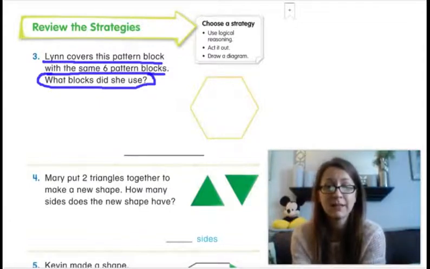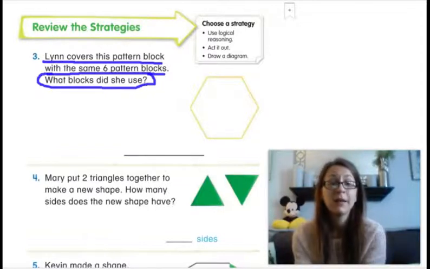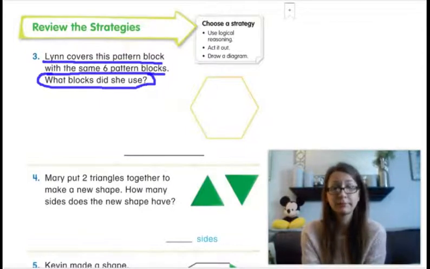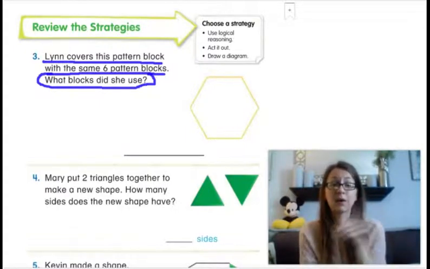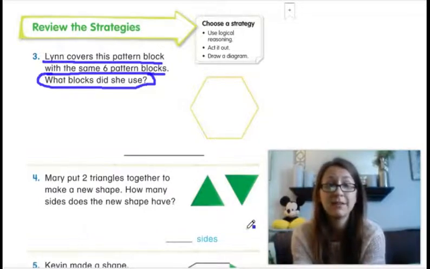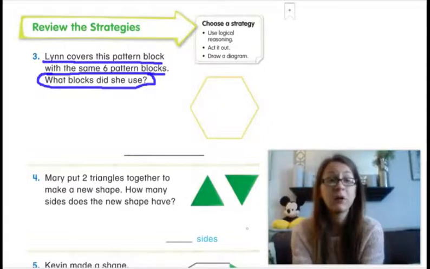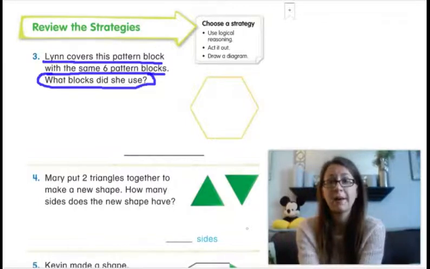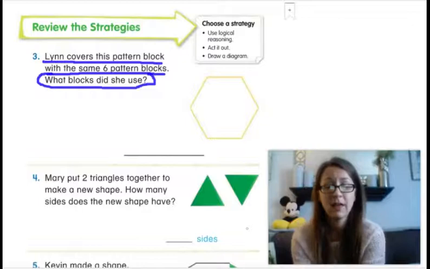Number 4 says, Mary put 2 triangles together to make a new shape. How many sides does the new shape have? So when you put these 2 triangles together, you're going to count up the sides that are only along the outside of the new shape. You're not going to count the sides that are touching on the inside. You have to pretend that those 2 triangles are now taped together and those sides that are in the middle don't exist anymore, that they got melted together. Okay, so you're only counting the sides that are around the outside of your new shape that you're making.